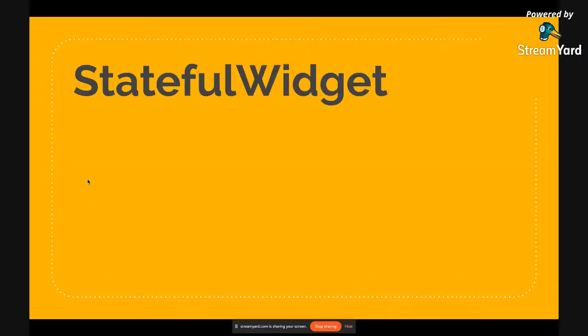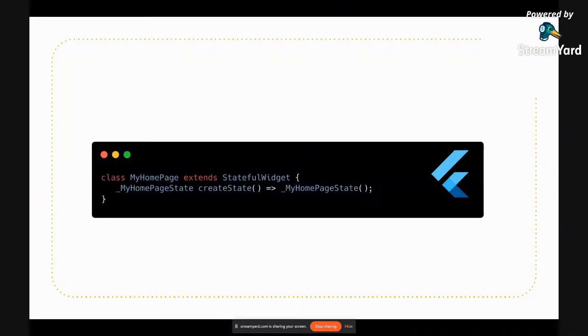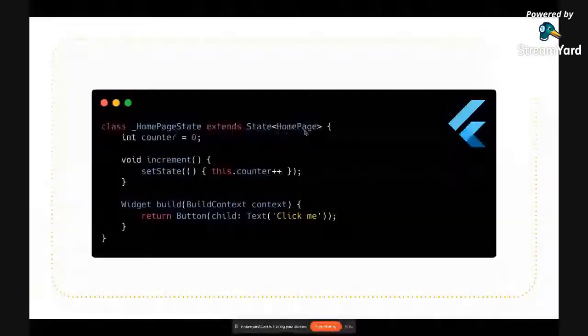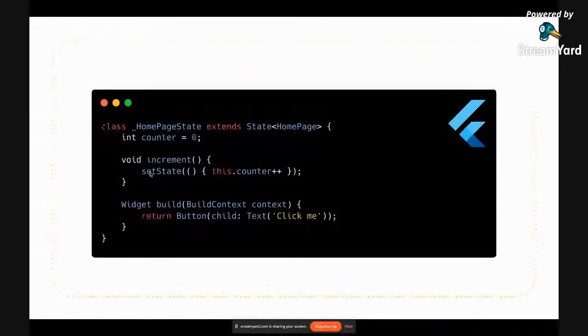Now when we talk about stateful widget, it is a little bit different. So stateful widget is, let's say you have a screen, you will do something and it will change. So when the state will change, that's when you will use stateful widget. So an example of stateful widget will be like this. You have a my homepage class, it will extend a stateful widget, and then you will create one object of it, and that object will be extending this state class. And this is important because this class will give us a feature called set state.